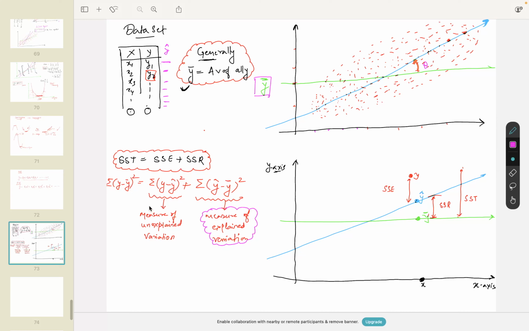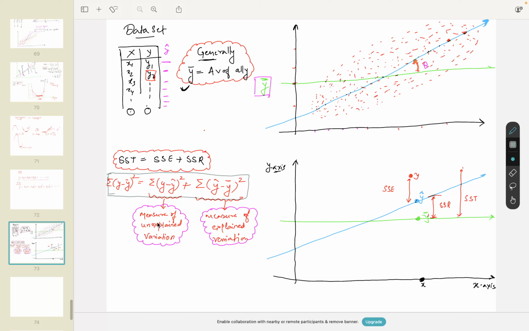Why is it known as a measure of unexplained and explained? Can anyone tell me, if you have got any intuition? Anyone? No.